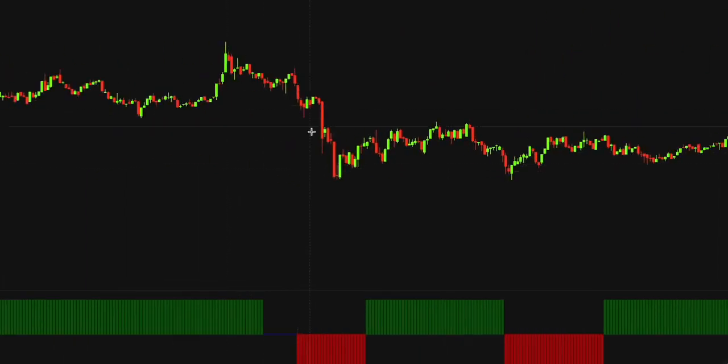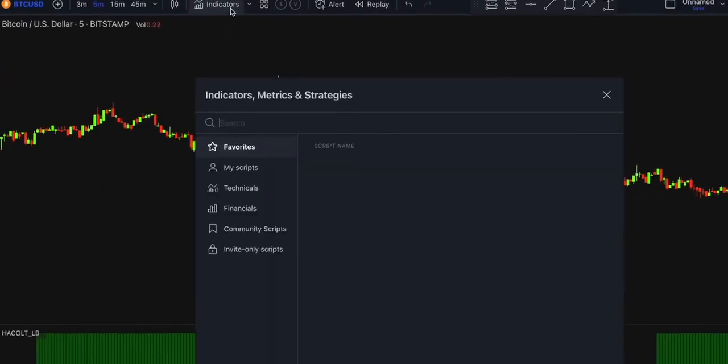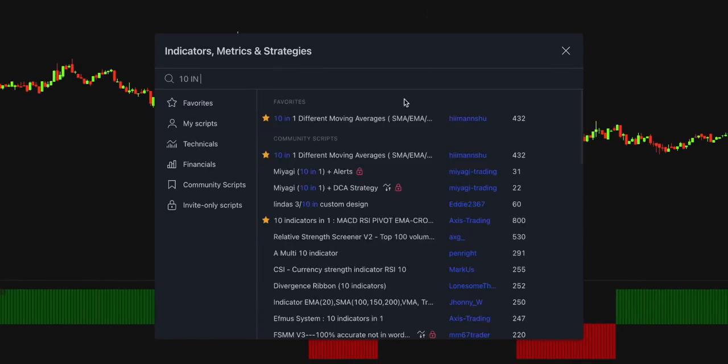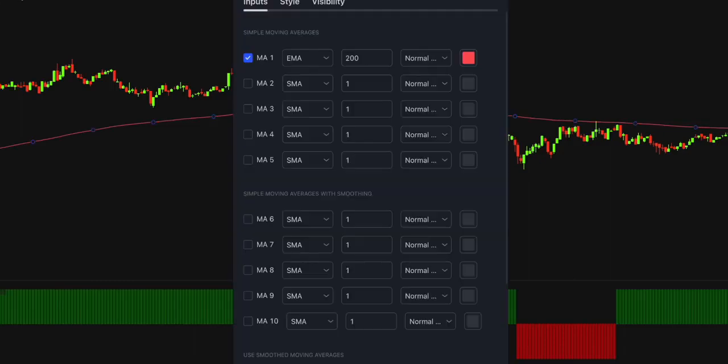As for the second indicator, we will add the 10 in 1 different moving average. Hyman Shu created this tool. Next step is to open the indicator's inputs to add 2 more moving averages to the chart. The first MA will be set as EMA 200. The color will be dark gray.